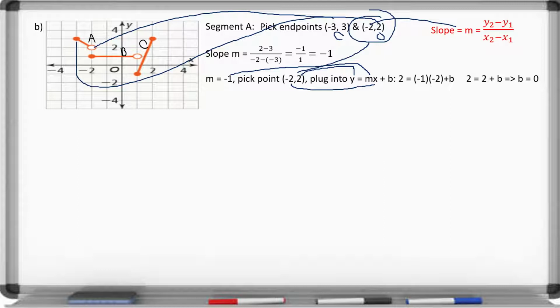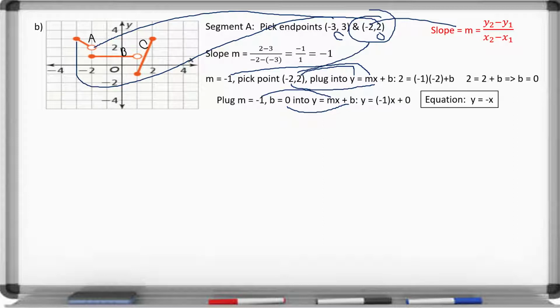So 2 is equal to 2 plus b, so that means b has to be 0. So now we know m and b, we can plug it into mx plus b, and we get y equals negative 1 times x plus 0, which means that y is equal to negative x. Now this is only valid when x is between negative 3 and negative 2, because that's the coordinate that it's between. And we said that negative 3 was closed, we said that negative 2 was open earlier.